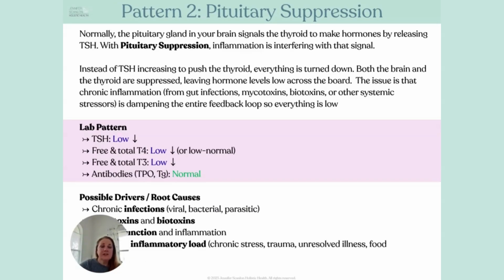The second pattern is pituitary suppression. So remember, your pituitary gland in your brain signals your thyroid to make hormones by releasing TSH. If your pituitary is suppressed, inflammation is messing up that signal. So instead of TSH increasing to push the thyroid, everything's low. The issue here is that chronic inflammation, which can come from gut infections, mycotoxins, other toxins, or other systemic stressors, is dampening the entire feedback loop.